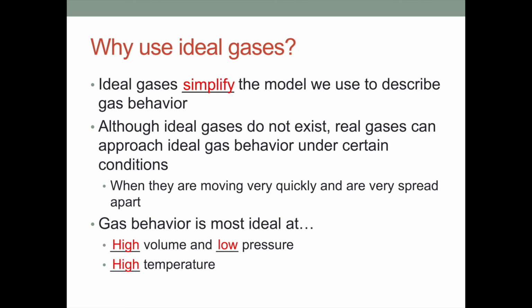So you get a bunch of correction factors for things like volume. You get correction factors for things like intermolecular forces, and it gets very complicated very quickly. So ideal gases simplify our math, simplify our models, and let us look at the very basics of what's going on before we start accounting for other things. So that concludes our lesson on kinetic molecular theory.